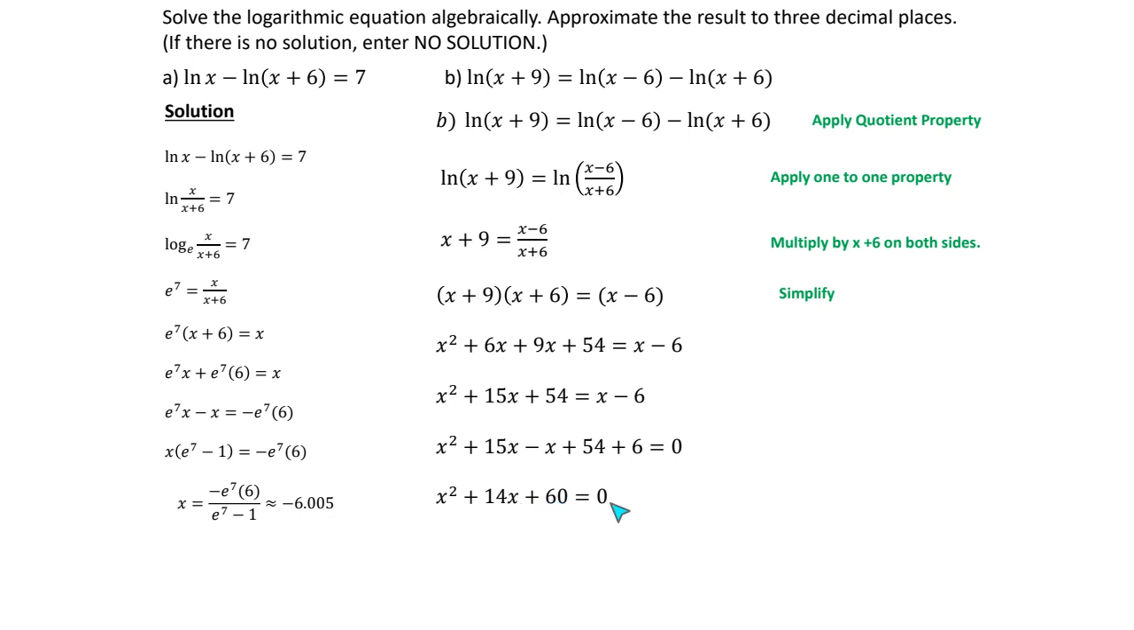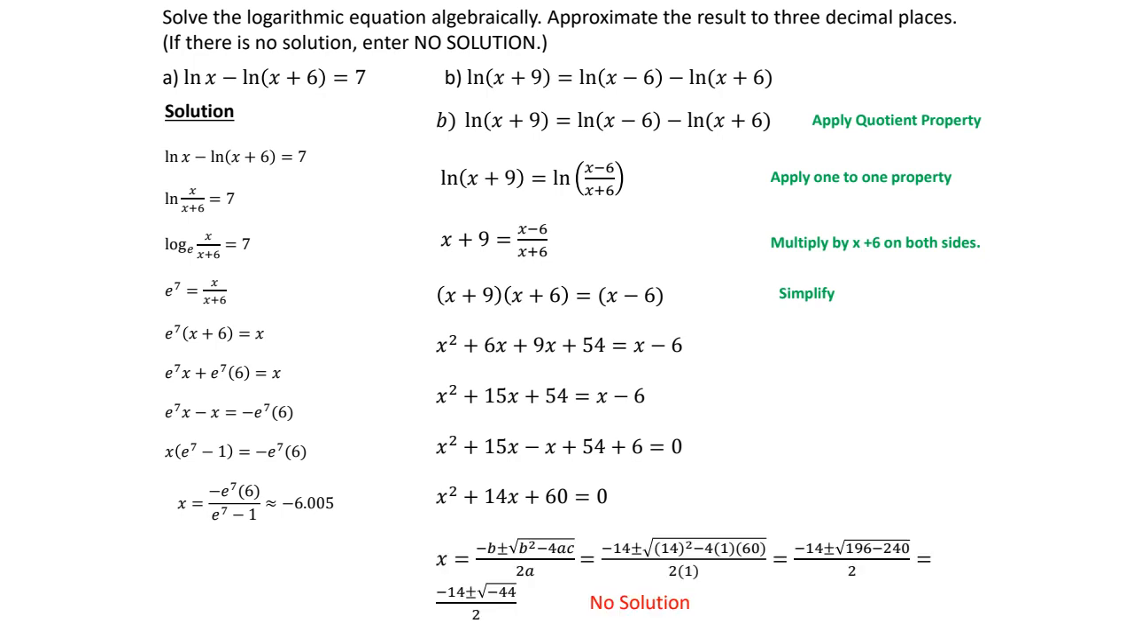So now we can try to factor, or we can use the quadratic formula. If we use the quadratic formula, we end up with a negative inside of the square root, so this solution is not going to be a real solution. So we really should put no real solution, because there is a solution, but it's going to be in the complex number system.